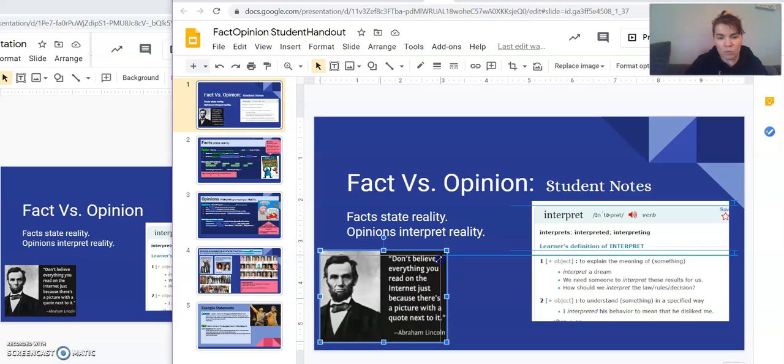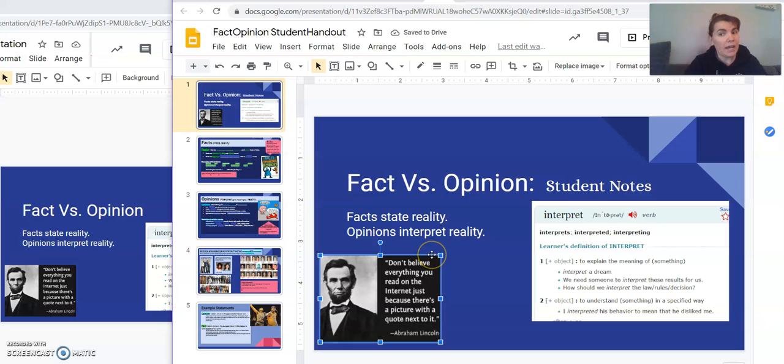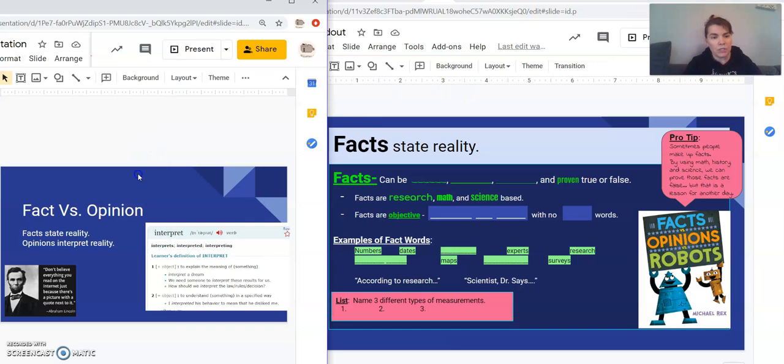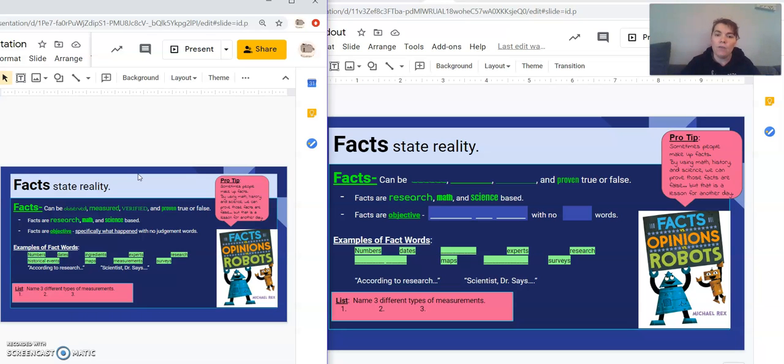So that's page 1. You're going to fill in state and interpret. I know that's a lot of talking for 2 words, but the goal is to get you to understand the concepts and be able to use them in more complex work and not just breeze through the blanks. Next, page 2. Page 2 goes into deeper discussion about how facts state reality. On yours, our main statement here is facts can be blank, blank, blank, and proven true or false. That should probably say or, but we'll stick with and.